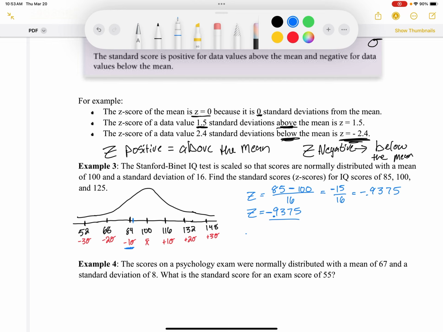What about 100? We got the Z-score is equal to 100 minus 100, divided by 16. 0 over 16, which is still 0. If I'm at 100, how far am I away from 100? I'm 0 away from it because I'm right on it. So the Z-score for 100 is 0, because that is also the mean.